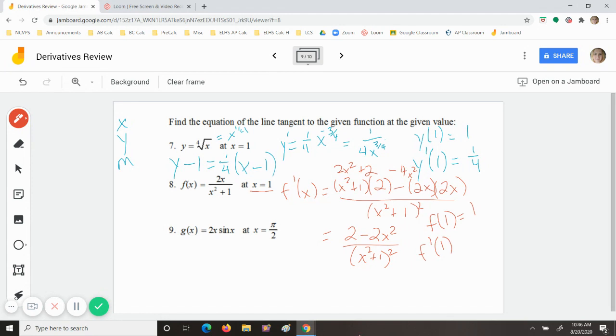Now let's find the slope. If we plug in 1, we have 2 minus 2, which is 0, over 2 squared. So 0 over anything, as long as it's not 0, is still 0. Now, that means our slope is 0, which means we have a horizontal tangent. Horizontal lines, remember, are y equals. So our tangent here is just y equals our y coordinate, which we found to be 1.